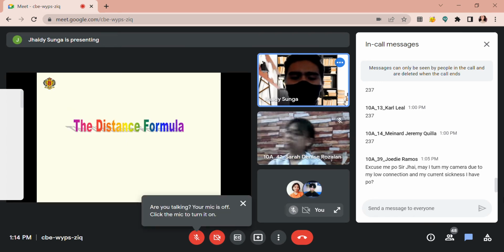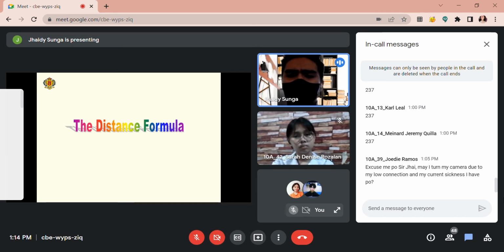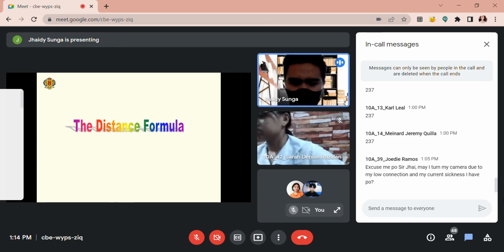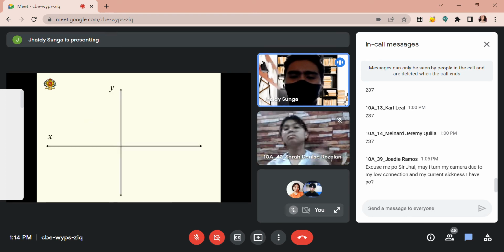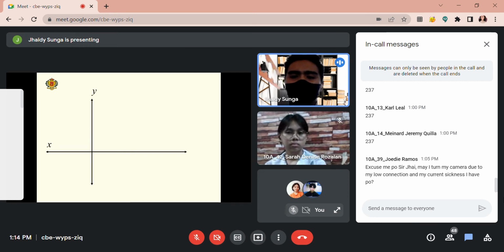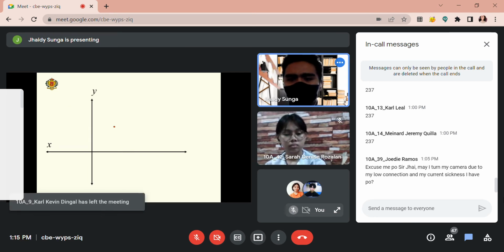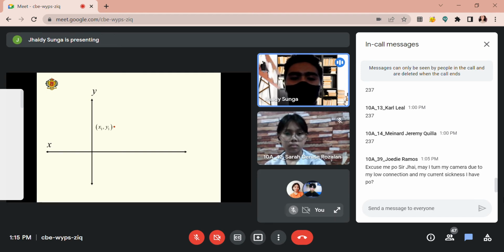Alright, so let us have an example. Later on, if you want to try it as well, you will be knowing that one. Alright, so with the distance formula now, let us start with an example. Let us start with a point, the point considered with x and y axis.